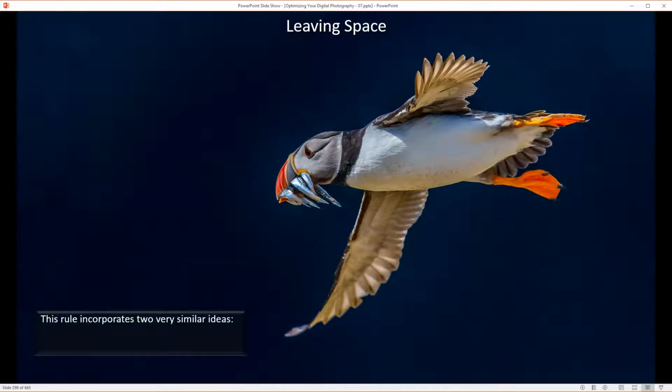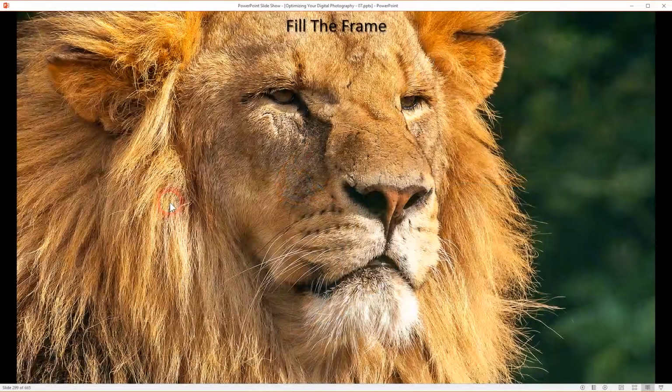Leaving space. Includes two similar ideas. So we need breathing room, so we've got a bit of space around the bird here so I can tell it's flying, and implied movement, so we can see the bird, we know how the bird works, and we can tell he's going to the left. Okay, so it feels better if there's some space for the bird to fly into rather than having a big gap at the back of him where he's been. We feel that it's a more balanced image if it's presented like that.